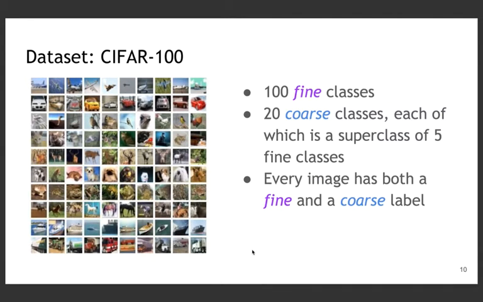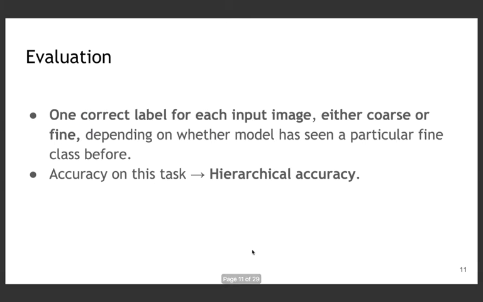The data set we're using is CIFAR-100, which has images from 100 fine classes, which are then organized into 20 coarse classes. So every image has both a fine and a coarse label in this data set. To evaluate our model, recall that we are only using one correct label for each input image. That correct label is either the coarse or the fine label, but not both. The accuracy on this prediction task is what we refer to as hierarchical accuracy.